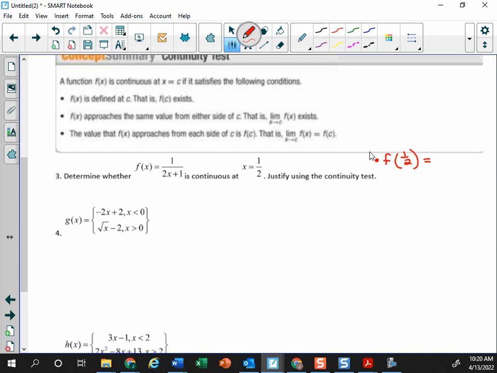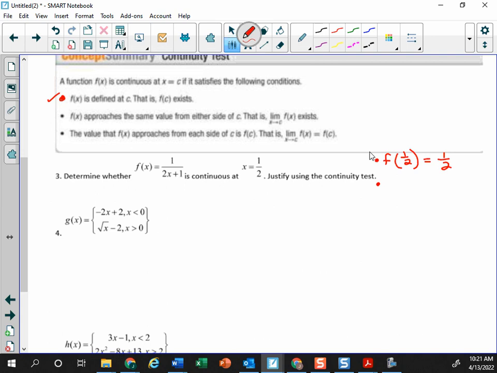So plug it in, and what do you get? One half? Yeah, you get 1/2 when you plug in 1/2. Kind of weird, but yes. So first bullet point, is the function defined at whatever x value we're talking about? Yes, we can check that one off. That is true. Second, is the limit existing at this?